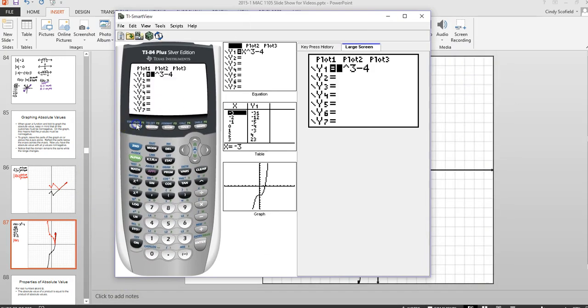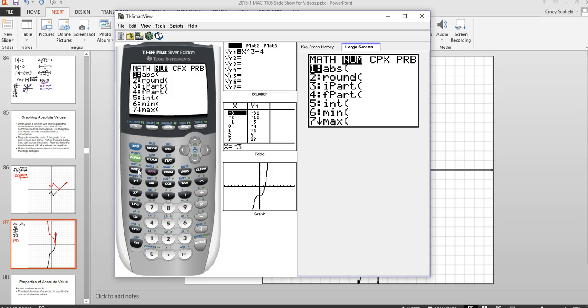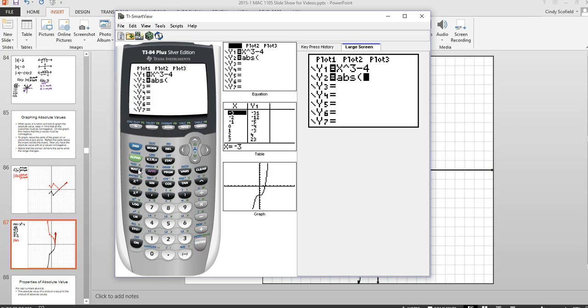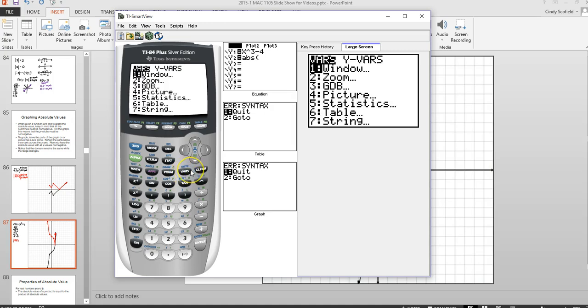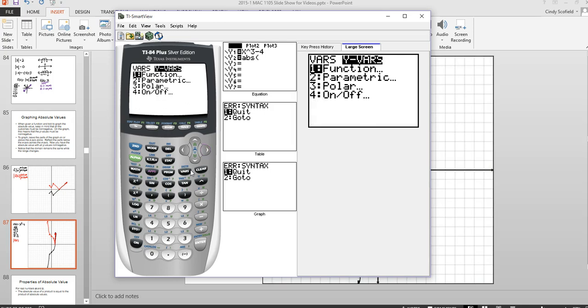And then let's go back to y equals and do the absolute value. So let's go to math, number 1 is absolute value, ABS. And let's put in y1 so that it does the absolute value of that function. So go to vars, yvars, function, y1.